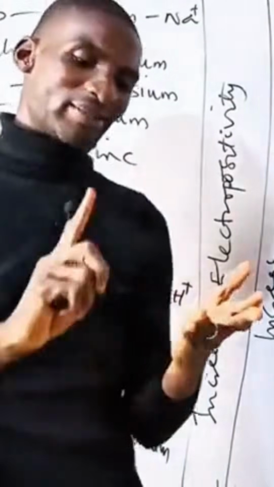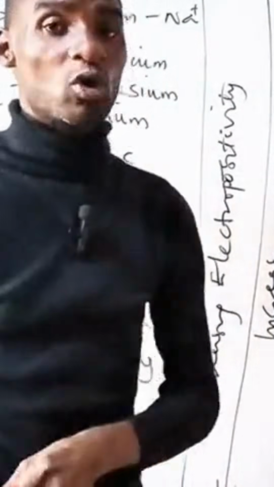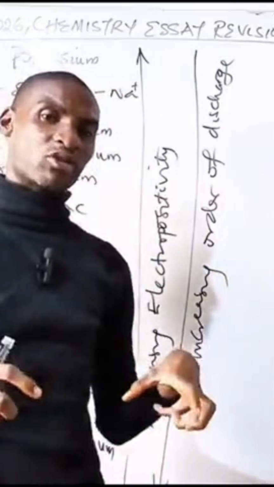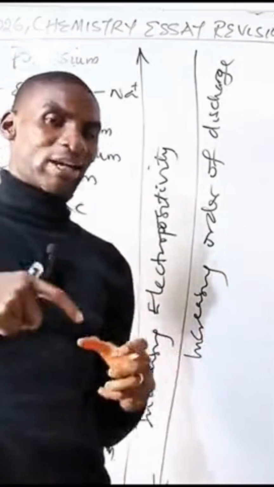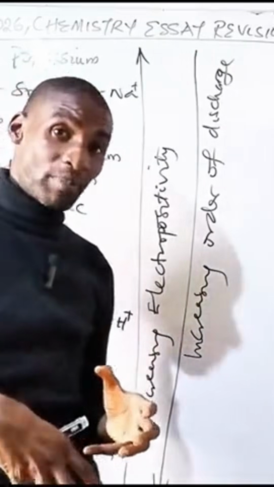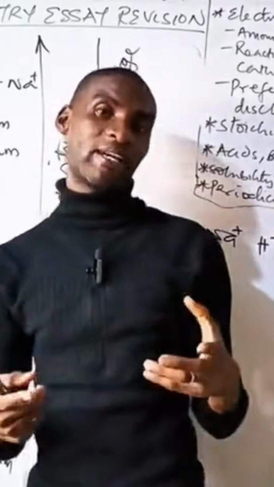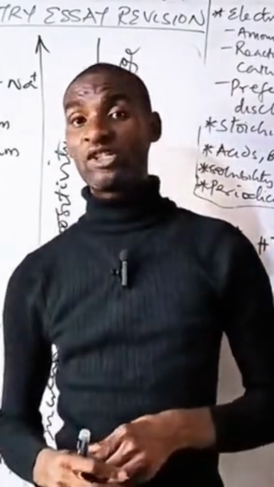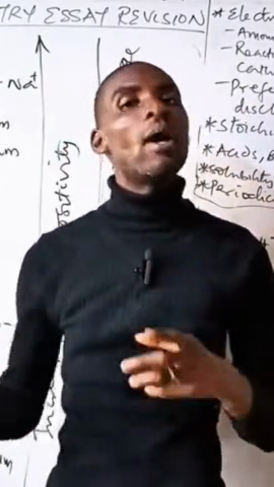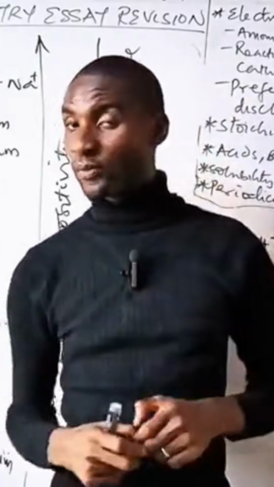Then the second factor is the nature of the electrode. The nature of the electrode can determine which ion will be discharged. For example, when you are using a copper electrode in copper sulfate, the copper in the compound, because the electrode is a copper electrode, influences which ion will be discharged. So copper will naturally move out of that solution because of the presence of the copper electrode.